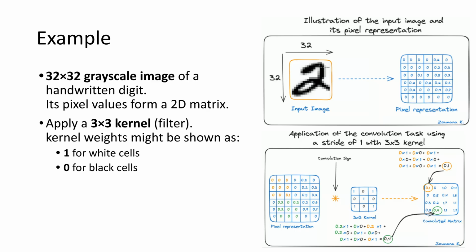An important question arises. Do we manually choose these weights? The answer is no. These weights are learned automatically during training through backpropagation. This is what makes CNNs so powerful. They discover for themselves which filters are most useful for the task at hand.